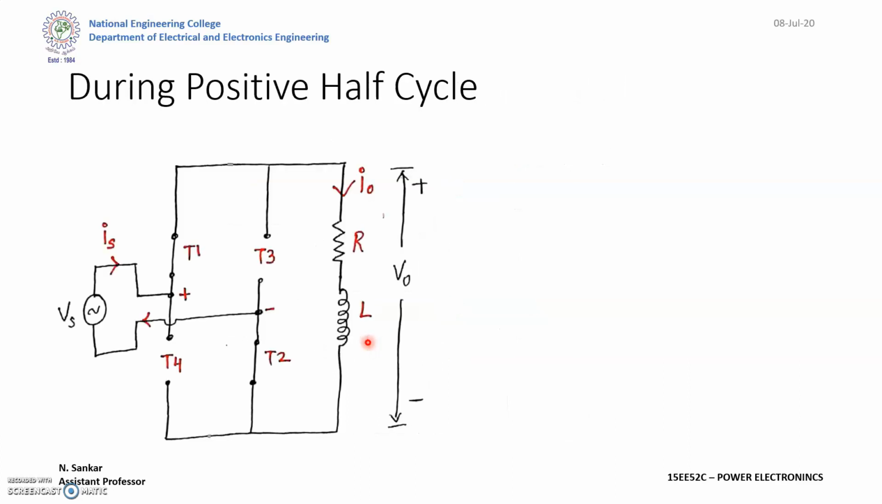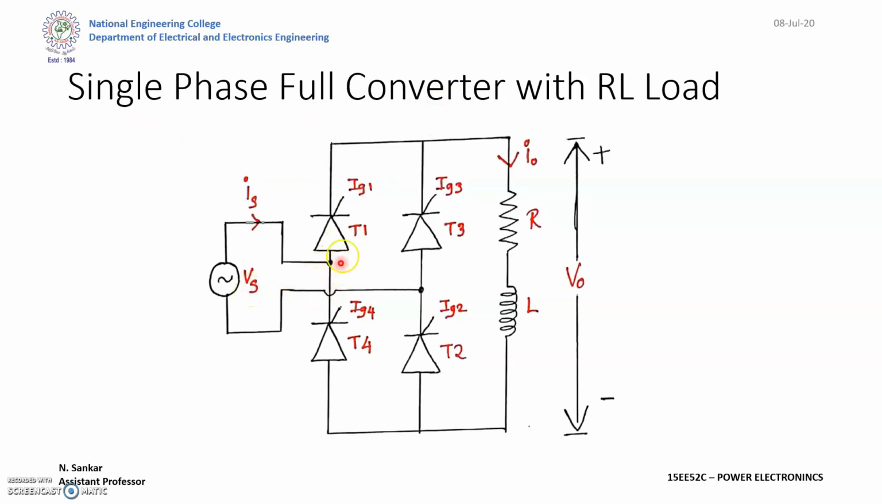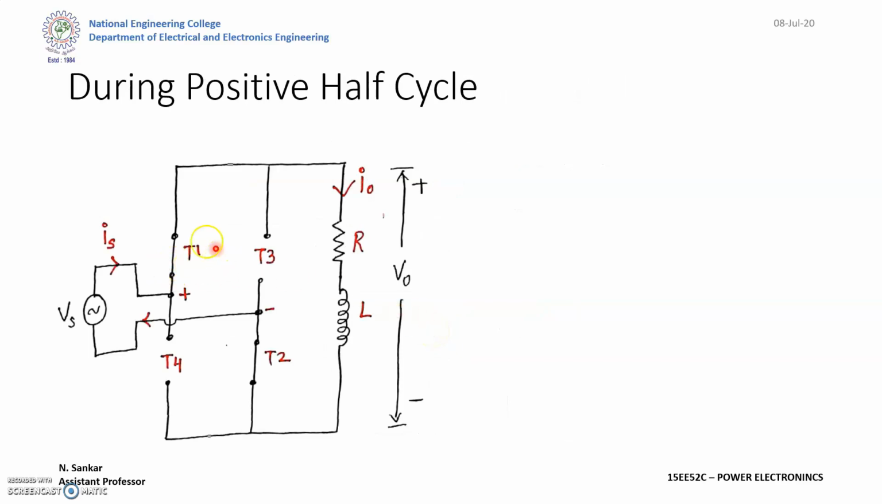Okay. So during the positive half cycle, this point will be positive and this point will be negative. So the anode voltage of T1 will be greater than the cathode voltage. Similarly, the anode voltage of T2 will be greater than the cathode voltage of T2. So T1 and T2 will be forward biased during the positive half cycle. It won't conduct until we trigger the gate pulse for T1 and T2. Let us assume we are giving a triggering pulse for T1 and T2. Then it will start to conduct.